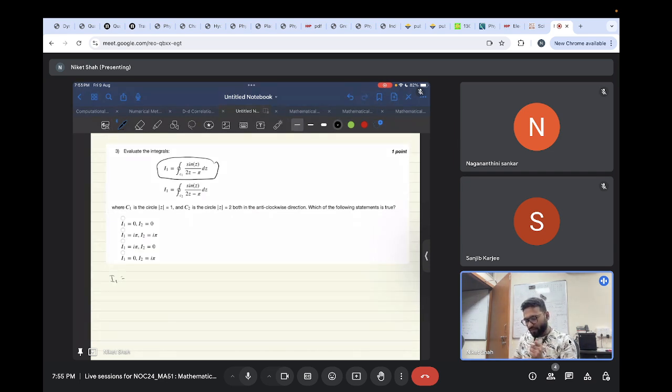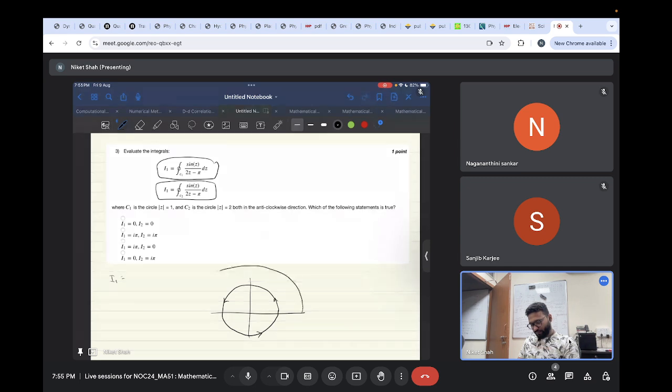And C2 is the circle mod z equal to 2. For the second integral, the circle that we're using is mod z equal to 2. Both of these contours are in the anti-clockwise direction. So the contours are like this in the anti-clockwise direction. I am drawing this: this is mod z equal to 1 and this one is mod z equal to 2. Both are circles centered at the origin.